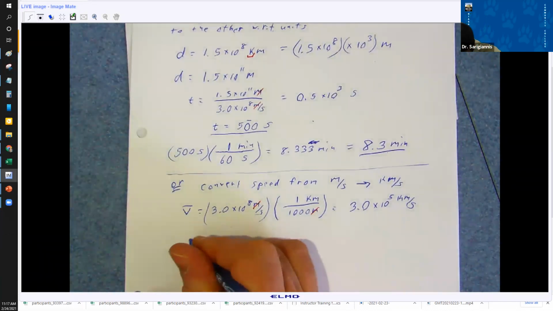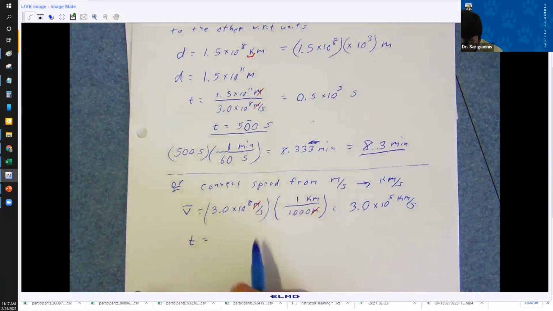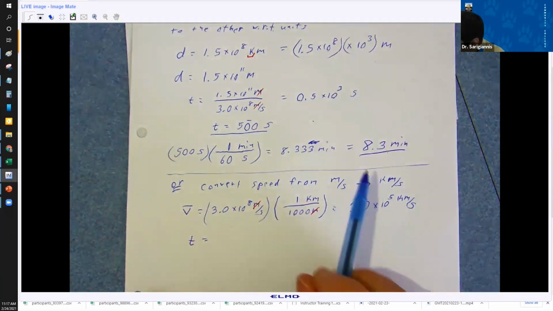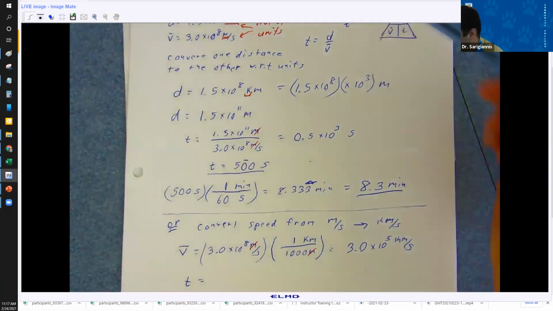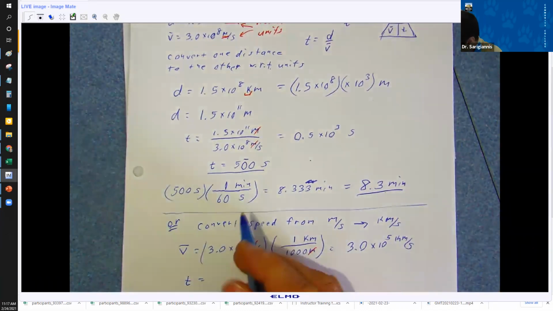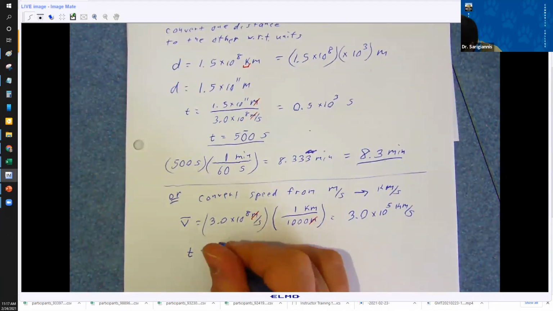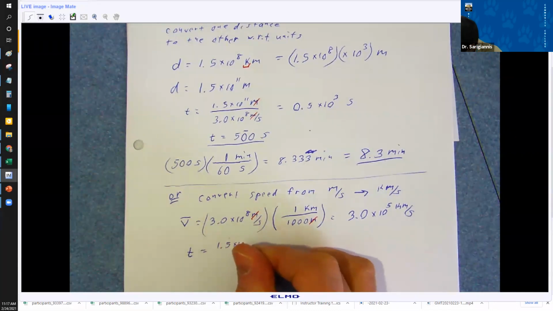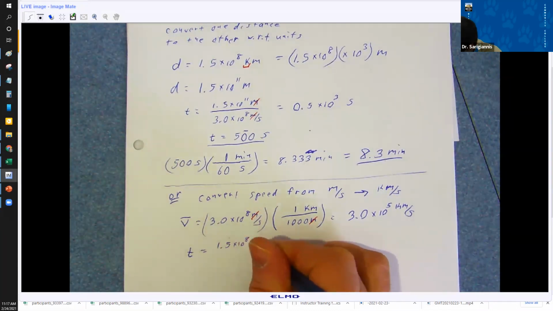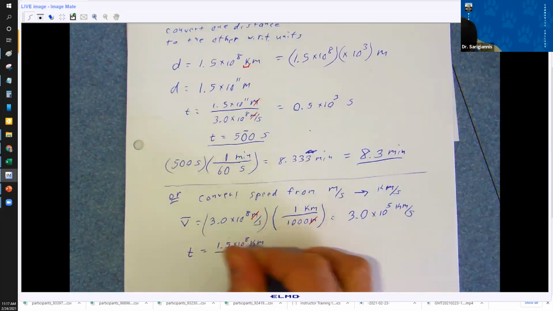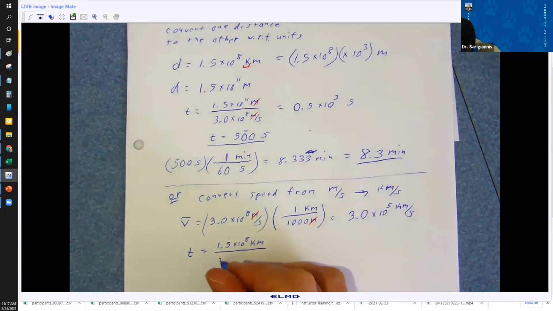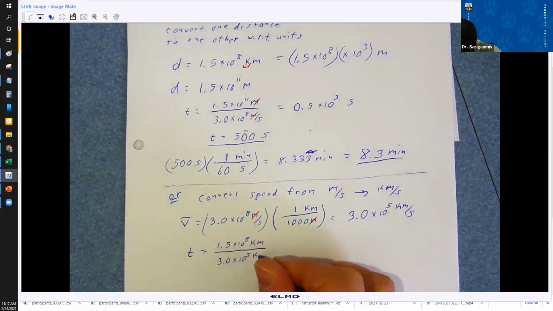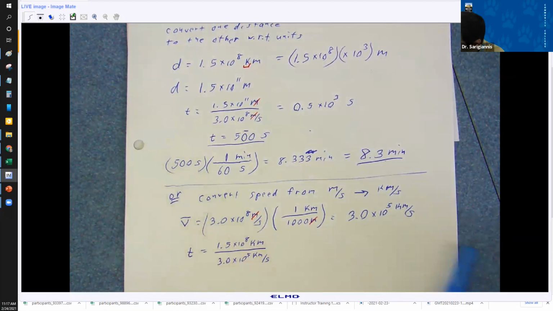And now you can solve for time again. Time is just, let's see, it's up here. Distance over average speed, right? So what's our distance? Our distance now is in kilometers here. 1.5 times 10 to the 8th kilometers. And now our average velocity is in kilometers per second. So I've got 3.0 times 10 to the 5th kilometers per second.